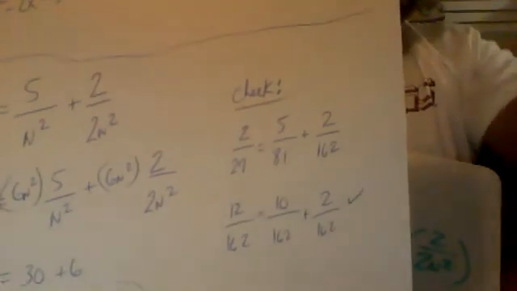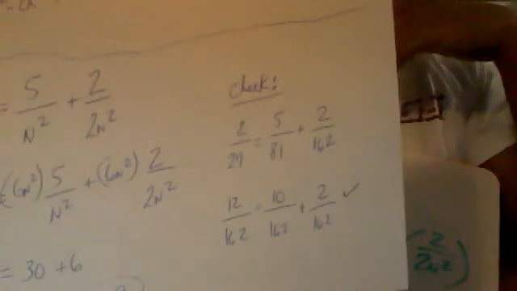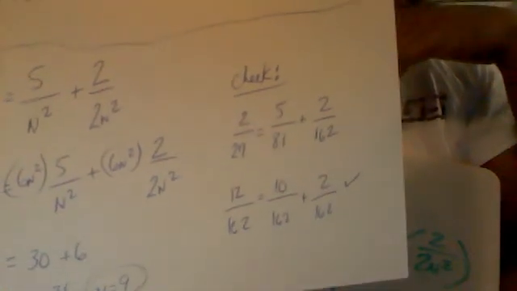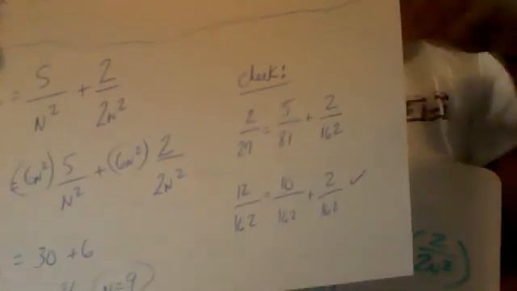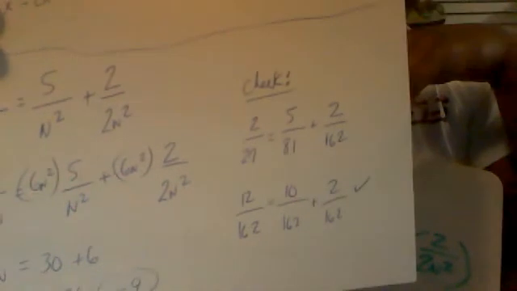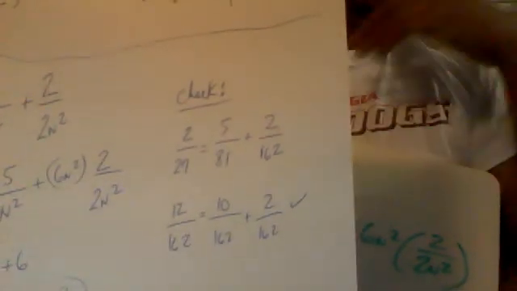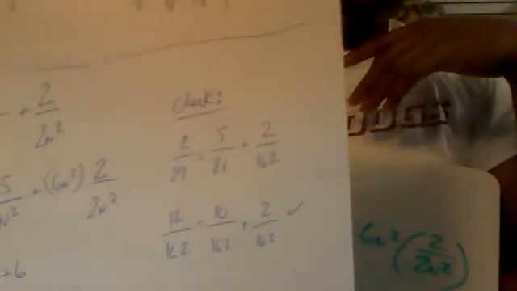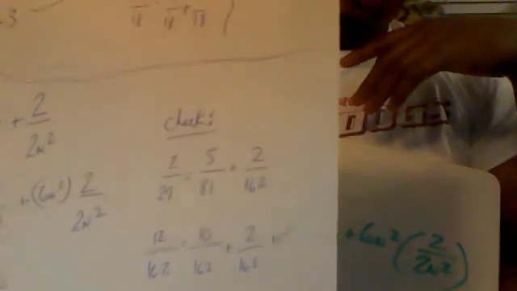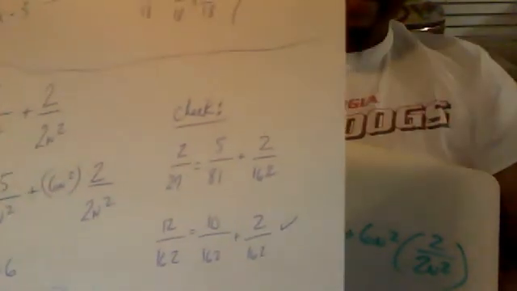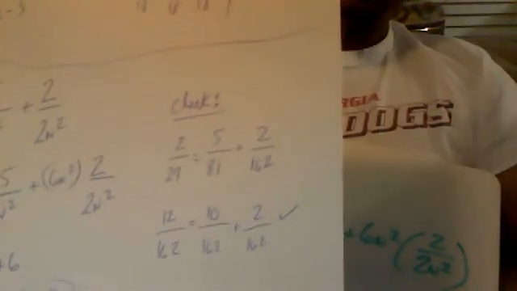Alright, so you see me checking it. 2 over 27 equals 5 over 81 plus 2 over 162. Two ways you can do it: you can plug it in the calculator and see that it equals, or you can do like I did. I used fractions, found the LCD, and checked it. Either way, it gives us the answer. We just want to make sure it's right before we move on. So it checks, the left side is equal to the right side, so we know it's a true solution. It's not extraneous.